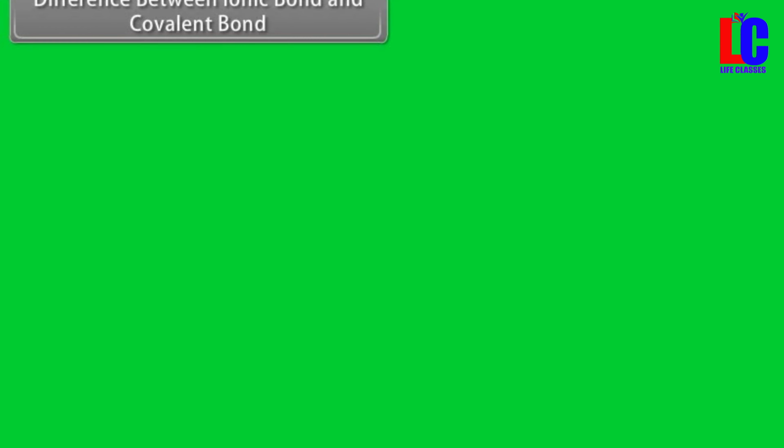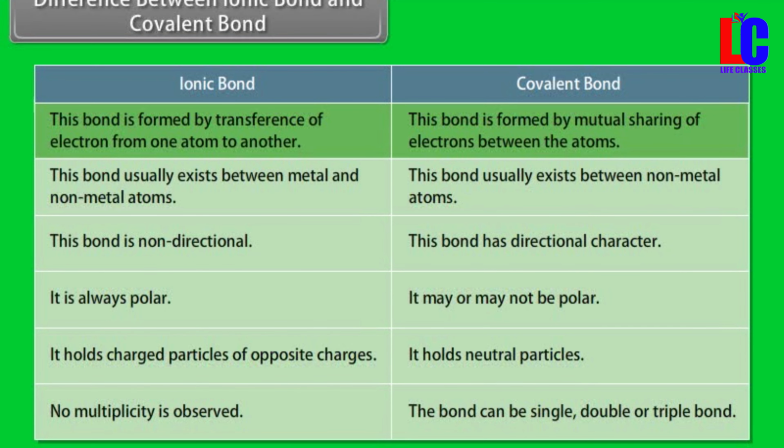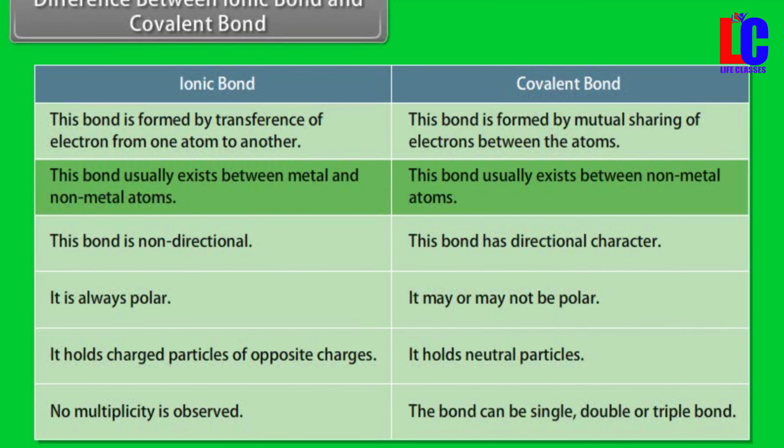Differences between ionic bond and covalent bond. Ionic bond is formed by transference of electrons from one atom to another, whereas covalent bond is formed by mutual sharing of electrons between the atoms. Ionic bond usually exists between metal and non-metal atoms, whereas covalent bond usually exists between non-metal atoms.